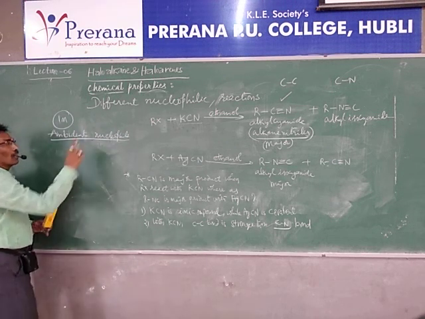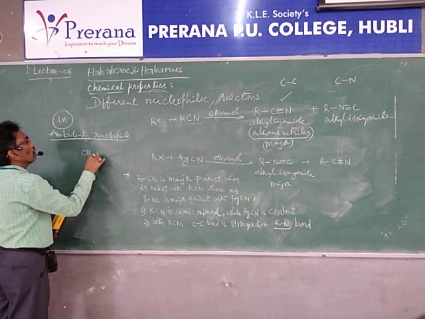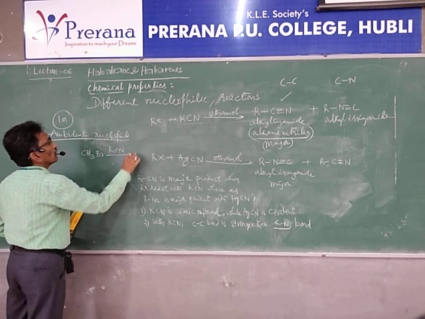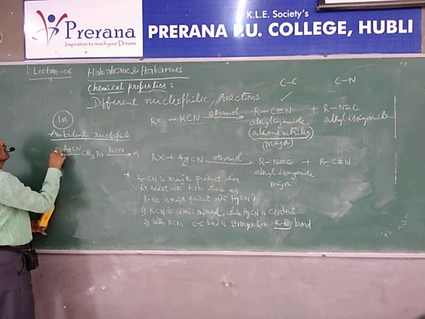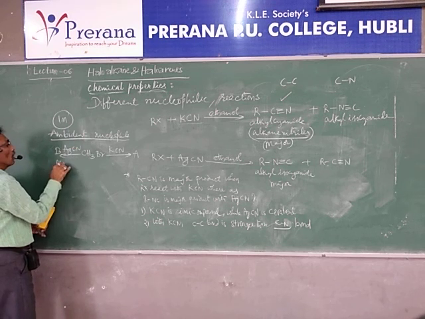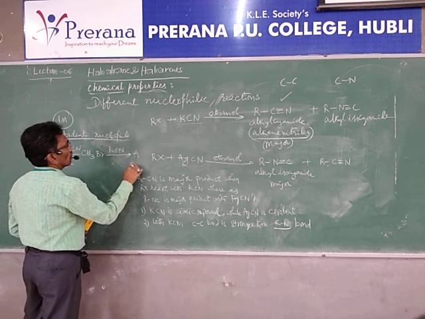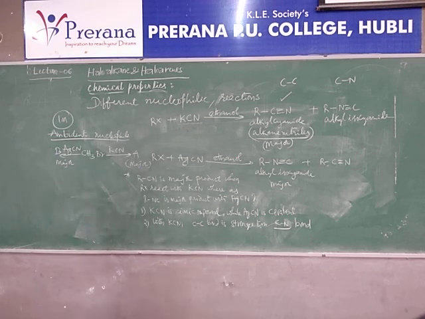Now, these two are linked in this manner. CH3Br with KCN gives A, with AgCN gives B, as both are major products. What is the story about these two compounds? IUPAC name of A.